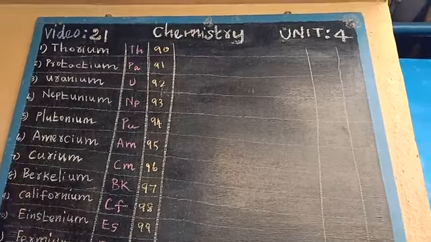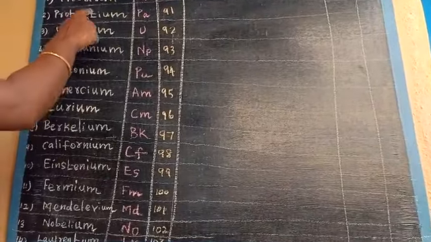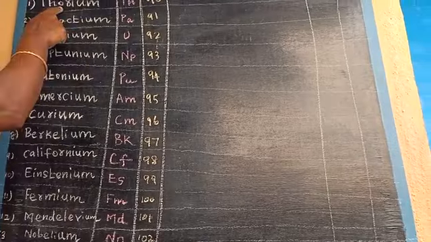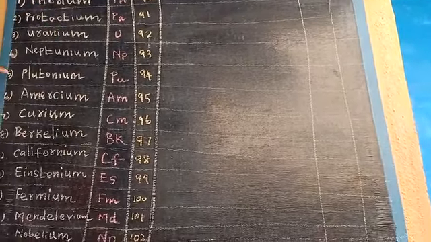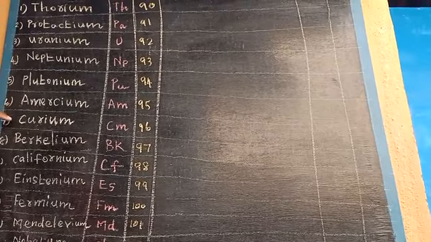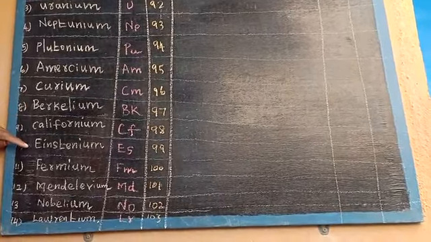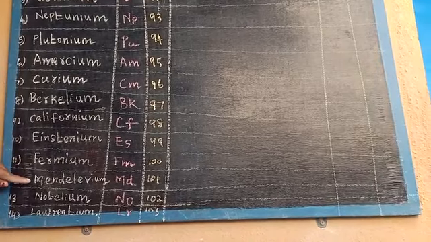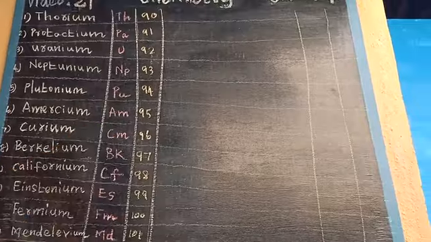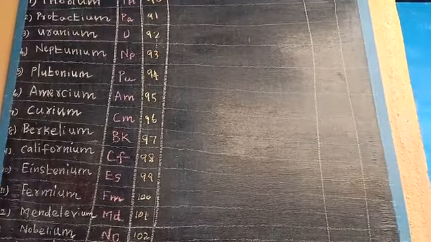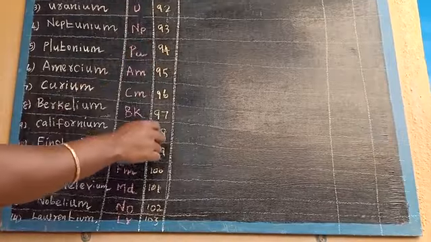Children, now I am writing these 14 elements. Once again I recall: thorium, protactinium, uranium, neptunium, plutonium, americium, curium, berkelium, californium, einsteinium, fermium, mendelevium, nobelium, lawrencium. Write the symbols also, and write the atomic numbers 90 to 103: 90, 91, 92.